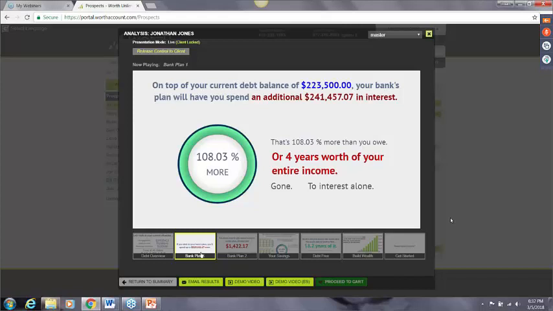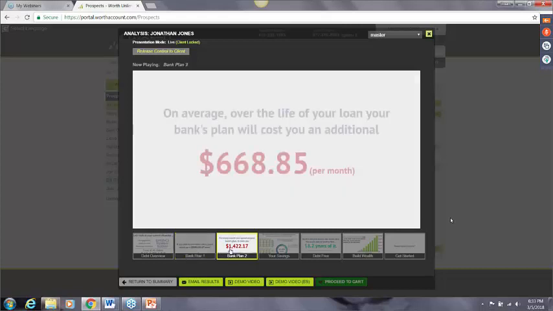That's 108.3% more than you owe, or 4 years worth of your entire income gone to interest alone. This is a very powerful screen. Even when these numbers come out equal, that they're paying back as much interest as they borrowed in principal, even if it came back at 89%, what this is really showing them is, yeah, your loan may be set at 4 or 5 or 6%, but the way a loan is amortized, you're going to pay a lot more money back than what you have on schedule and on plan.